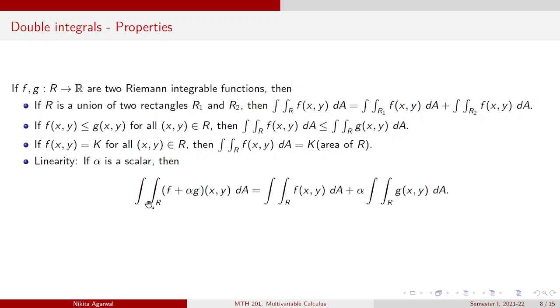Linearity: if alpha is a scalar and you look at the function f plus alpha times g, then the integral of that is nothing but the integral of f plus alpha times the integral of g. Finally, the absolute value of the integral of f is less than or equal to the integral of the absolute value of f. Okay, so all these properties had analogues in one variable, and now we are able to extend them to functions of two variables.